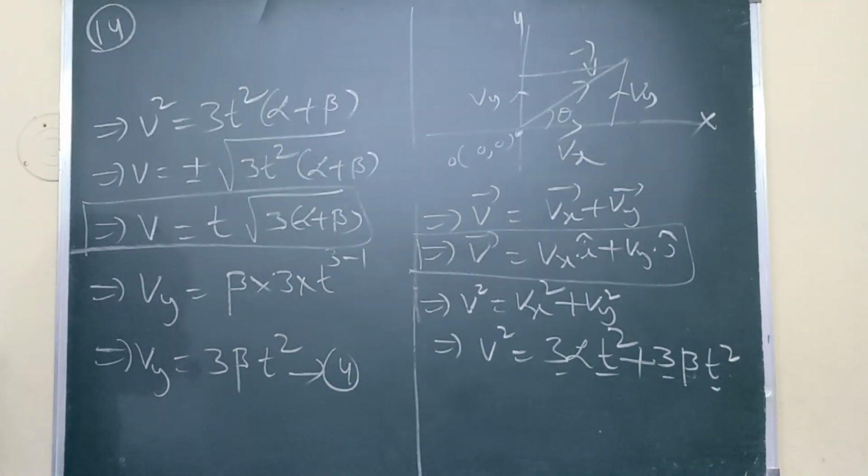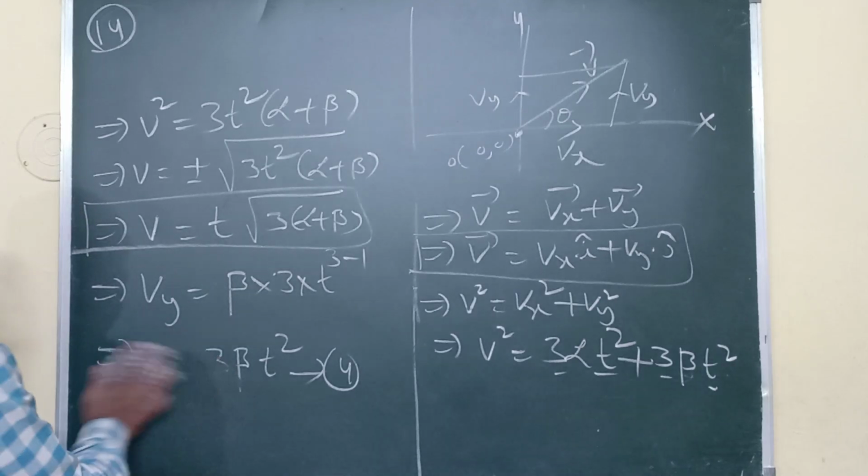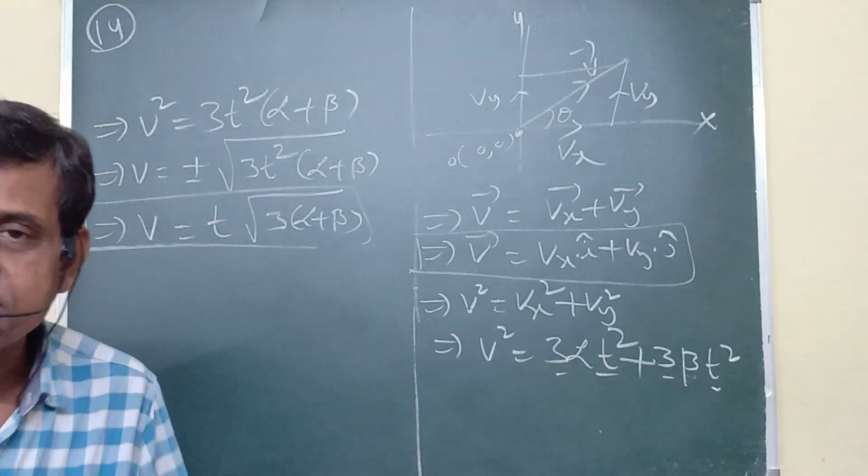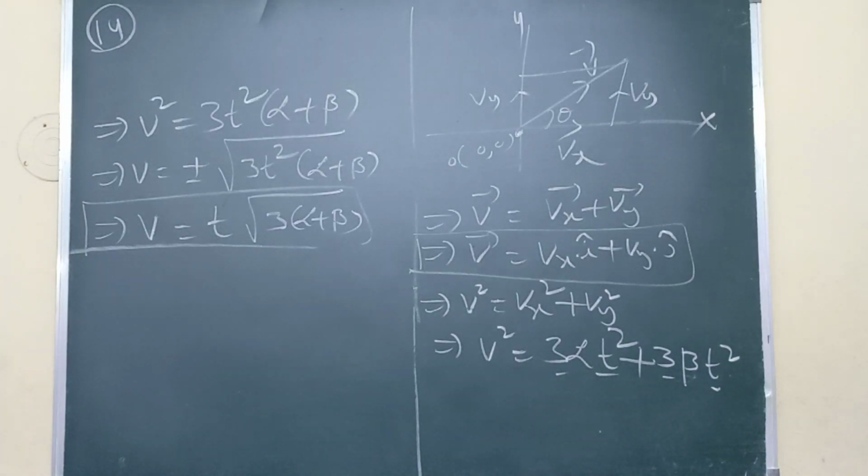So this is the difference between that and this. Velocity may be plus or minus, depending upon direction, because velocity is a vector. Speed means always magnitude only. So speed always becomes plus.